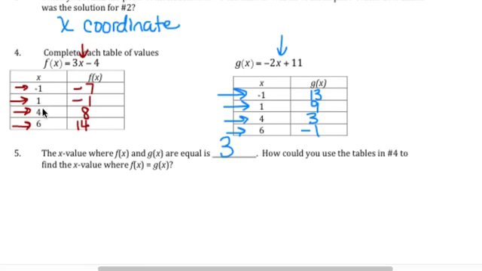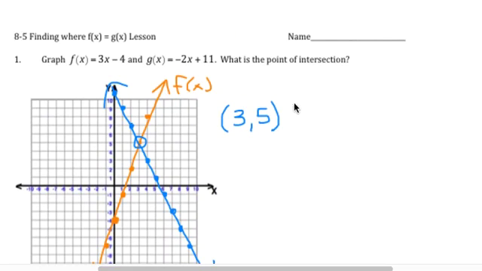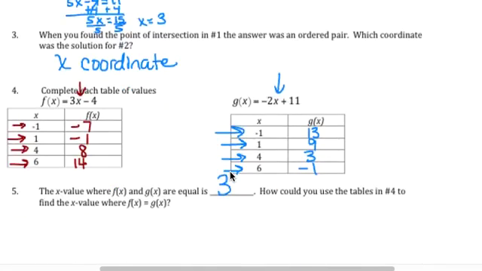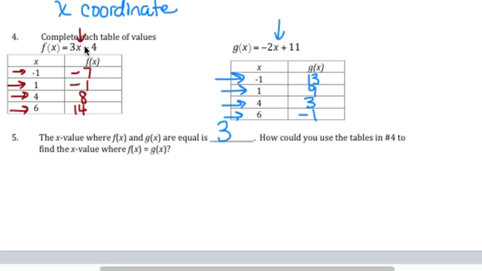We could have plugged in some other numbers here. See, we didn't plug in 3. If we plugged in 3 to each of those, we would get 5. You realize that, right? Because that's where they cross at (3, 5). So if we plugged in 3 here, 3 times 3 is 9 minus 4 is 5. Negative 2 times 3 would be negative 6, plus 11 is 5. Okay? And we didn't plug in 3 here. Well, you might say, well, how would I know?